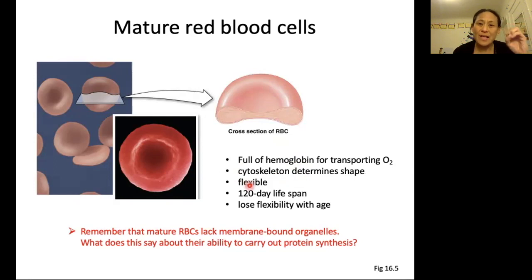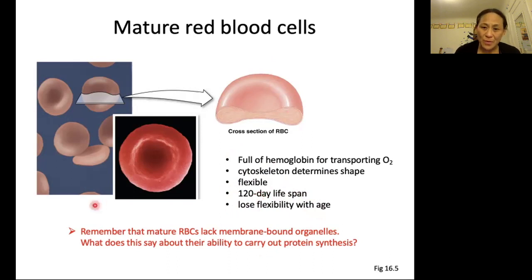Capillaries are just wide enough to let through a single red blood cell. So red blood cells go through the capillaries single file. So the red blood cell needs to have a little flexibility to make its way through the capillaries. Red blood cells have about a 120-day lifespan, and they lose their flexibility with age.